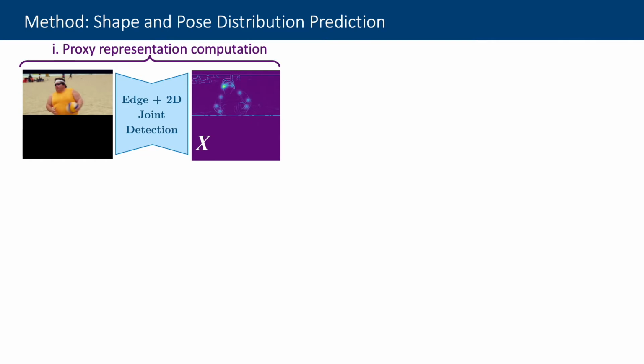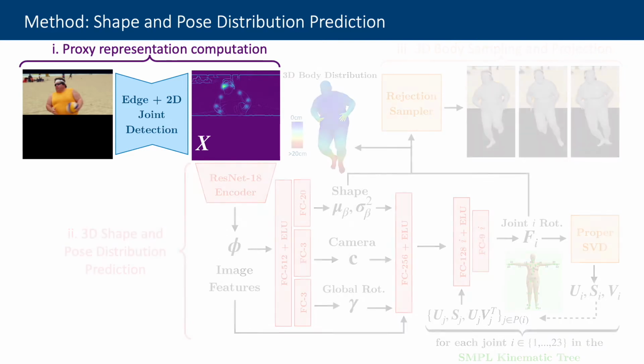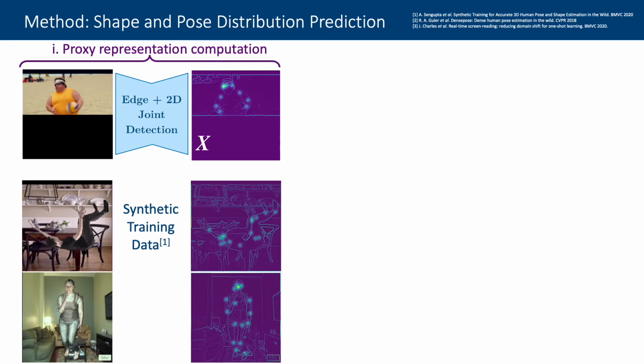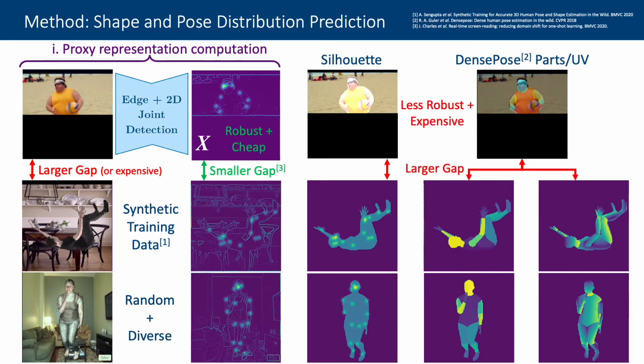Given an input image, our method predicts a distribution over body shape and pose in 3 stages. First, we convert the input image into an edge and 2D joint heatmap proxy representation during inference. This aids the use of synthetic training data with varied random shapes and poses, thus overcoming the lack of body shape diversity in current training datasets. Edge-based inputs have a smaller synthetic to real domain gap than synthetic RGB images, as well as other common input representations, while being computationally cheap and robust during inference.